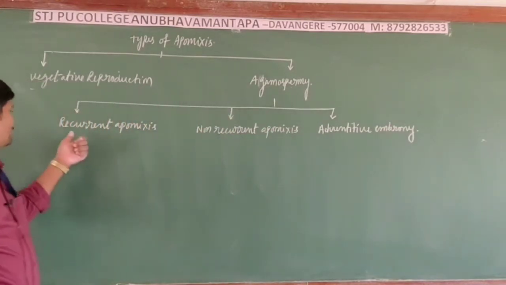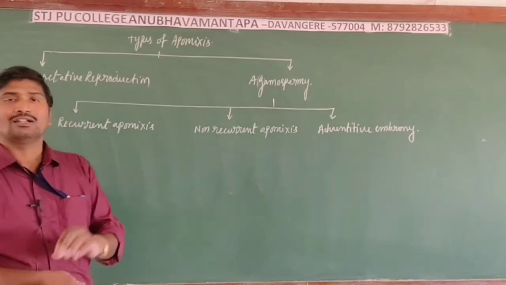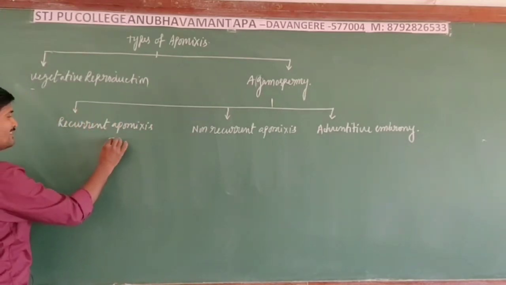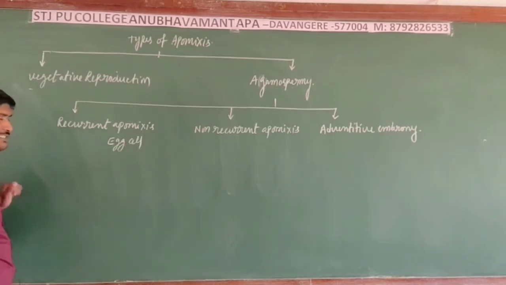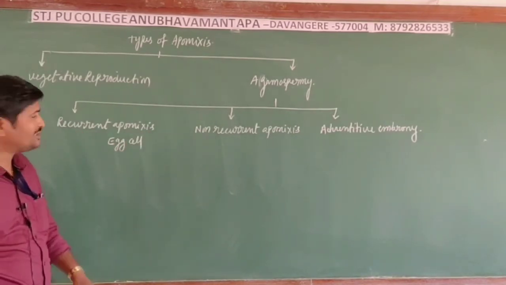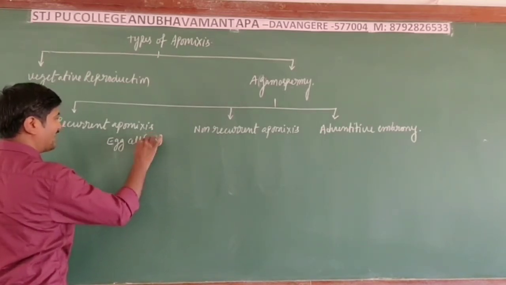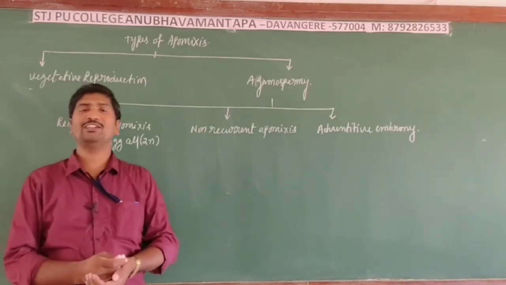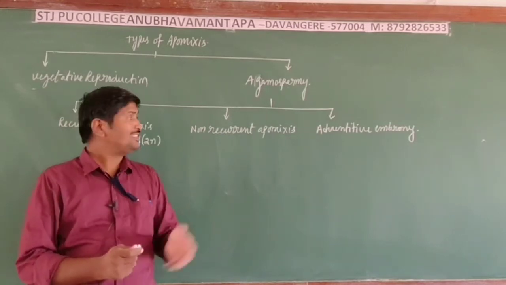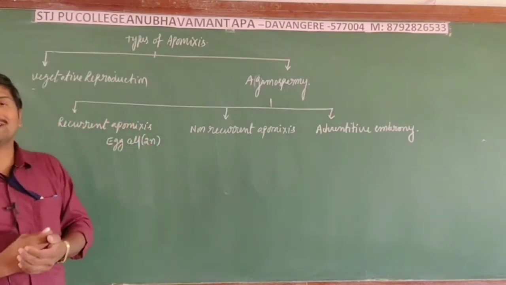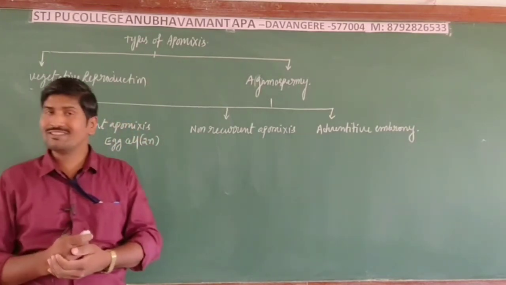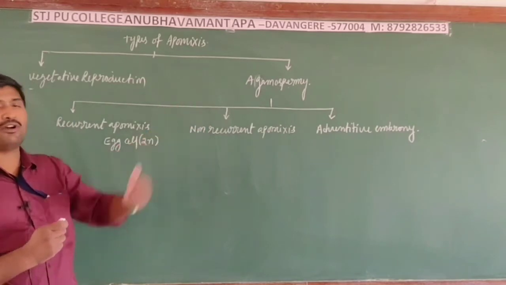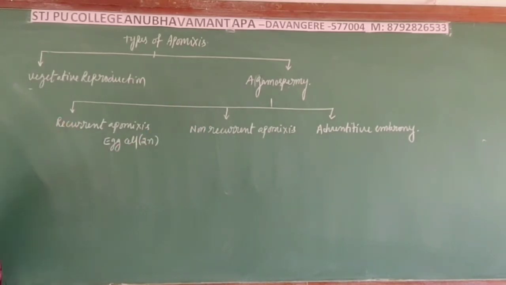The first one, recurrent apomixis, means the seed or embryo is developed from the diploid egg cell. It is very important. The egg cell is generally haploid, but here the seed or embryo is developed from the diploid egg cell. How is the diploid egg cell developed? By the failure of meiosis cell division in a megaspore mother cell. When meiosis does not take place, the megaspore mother cell directly gives rise to the diploid embryo sac, which contains the diploid egg cell. This total failure of meiosis is recurrent apomixis.